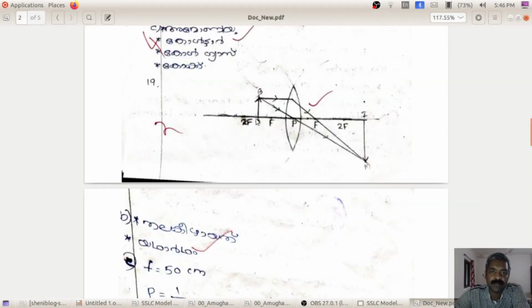An object is placed between 2F and F. Light rays parallel to the principal axis, after refraction, go through the focus. And the ray which falls through the pole will never deviate. And these two refracted rays coincide at this point. So we will get an image here. This image is larger or magnified, and it is inverted and real.